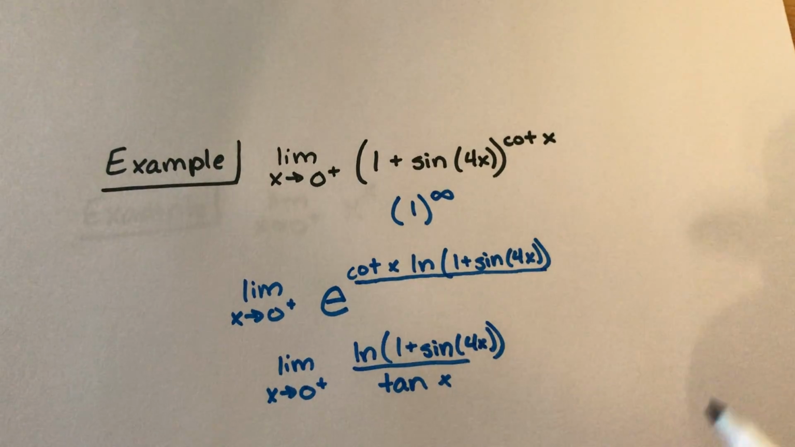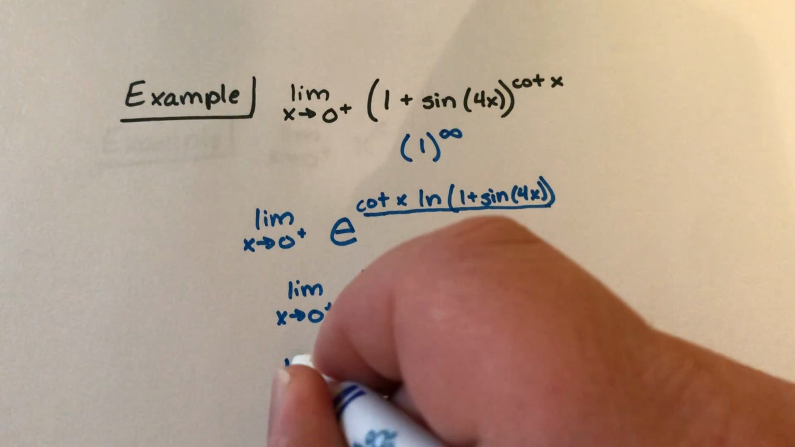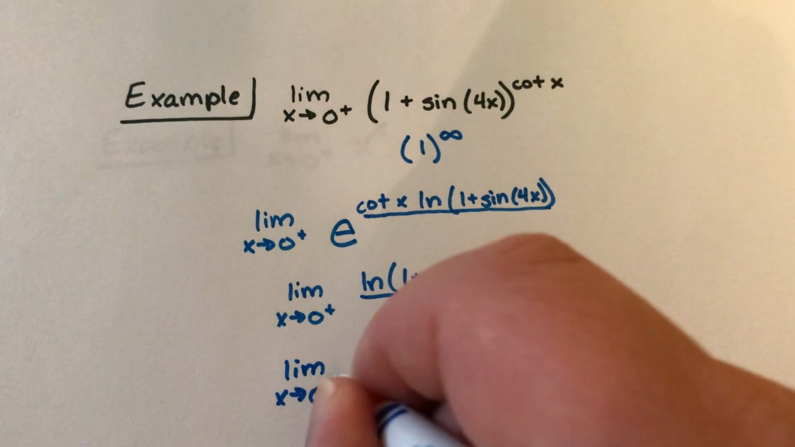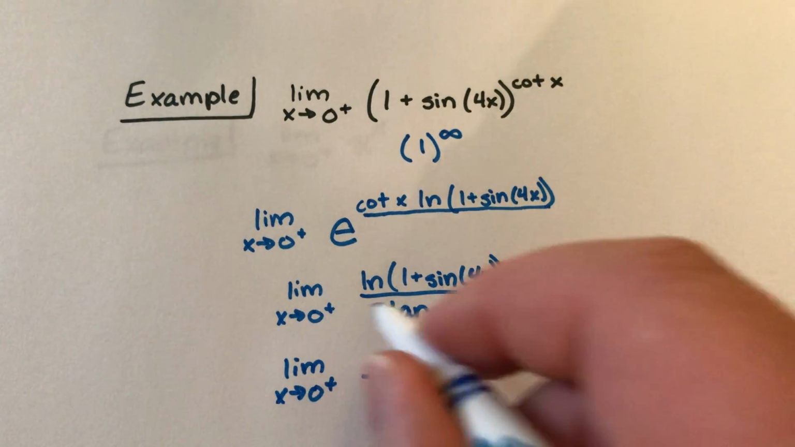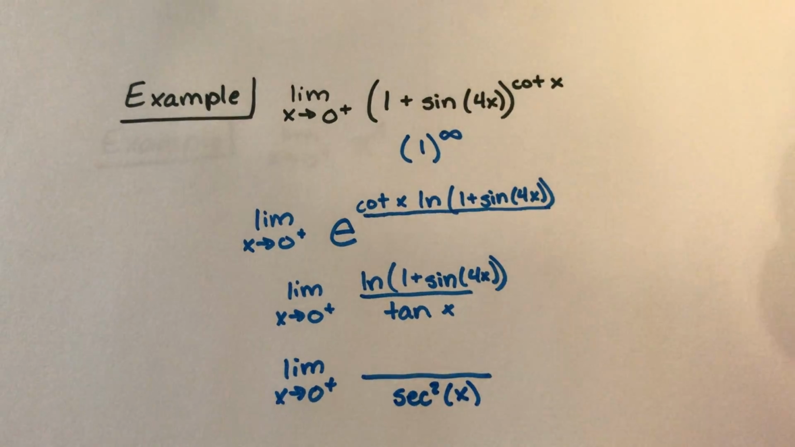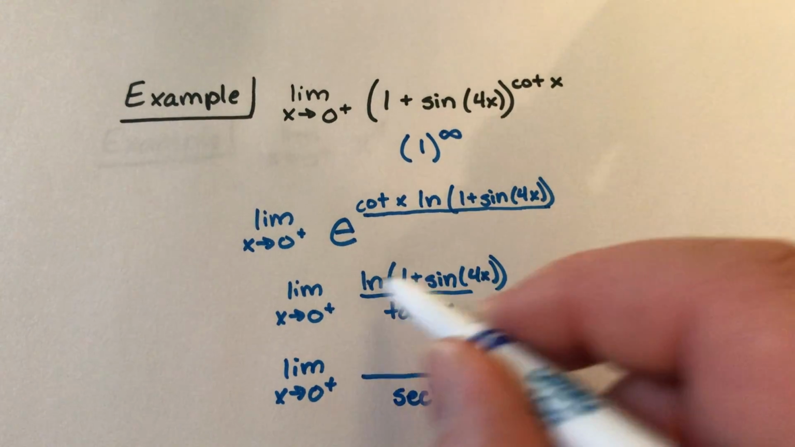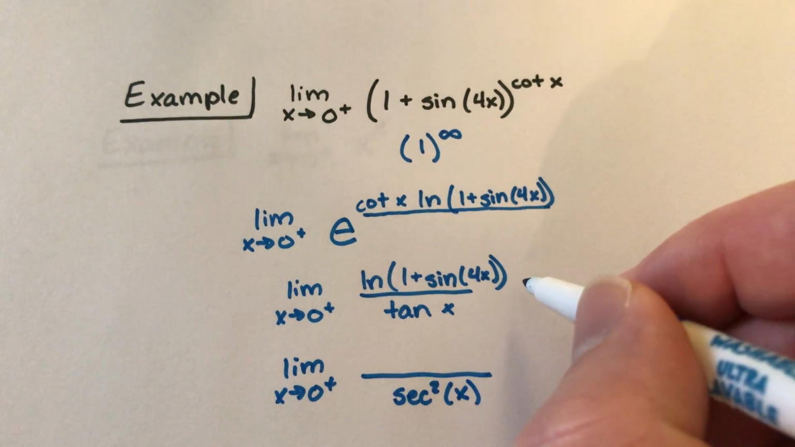And so now I can apply L'Hopital's rule, because again, L'Hopital's rule does require the use of fractions at some point in some way. So I'm going to take the derivative of this. I'll probably do the tangent first because that's pretty easy. Tangent of x's derivative is secant squared of x. And if I take the derivative of this thing, the natural log of 1 plus sine of 4x, well, I'm going to have to involve the chain rule.